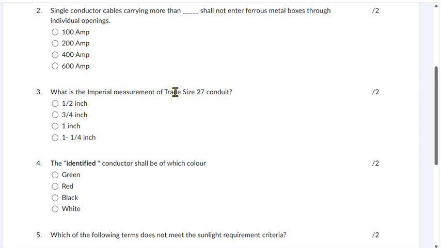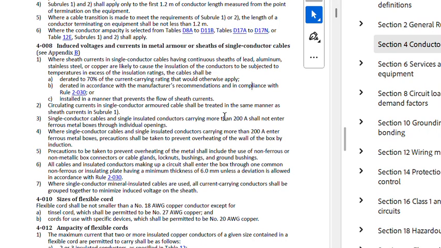Question 3 is the imperial measurement of trade size 27 conduit. That's not specifically in this bit of code, but I thought you should know it. This is in the flexible cord section. Sizes of flexible cords. Here we go. Sizes of flexible cords. Tinsel cord shall be permitted to be number 27 gauge copper.